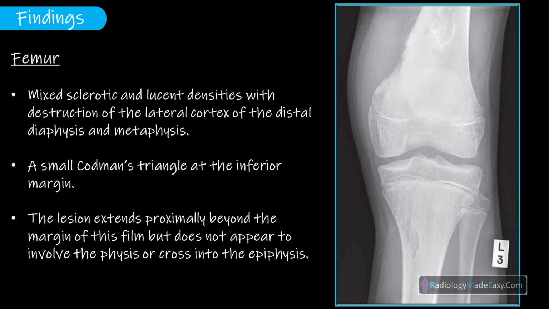In the femur, there is a lesion of mixed sclerotic and lucent densities with destruction of the lateral cortex of the distal diaphysis and metaphysis. And also, there is a small Codman's triangle at the inferior margin. The lesion extends proximally beyond the margin of the film but does not appear to involve the physis or cross into the epiphysis.